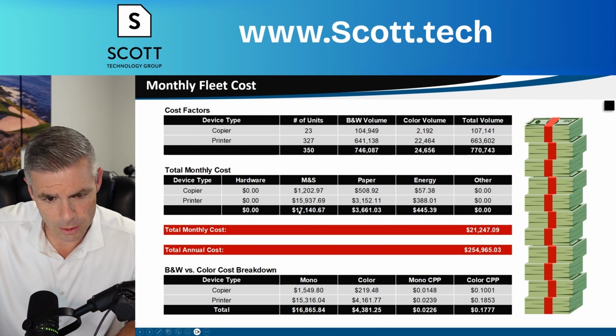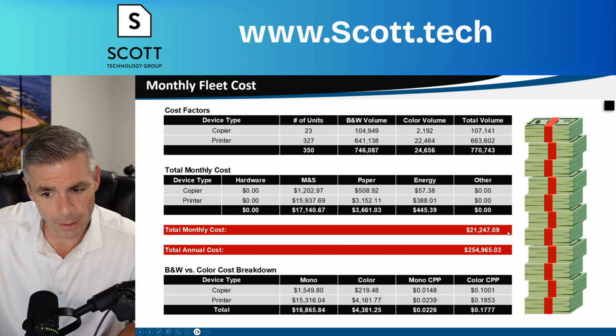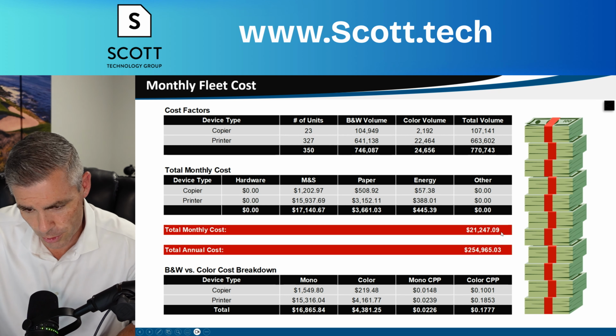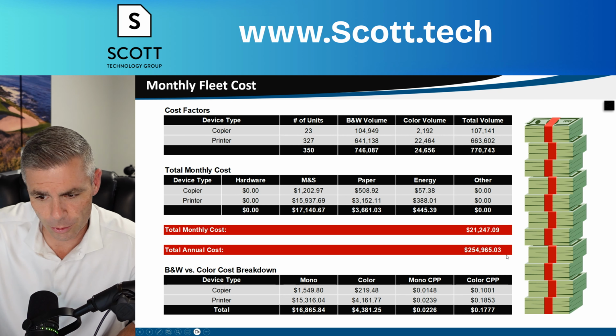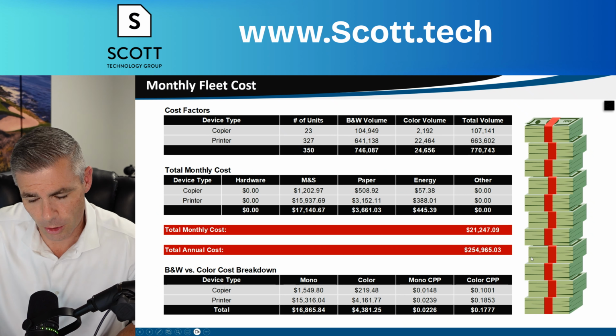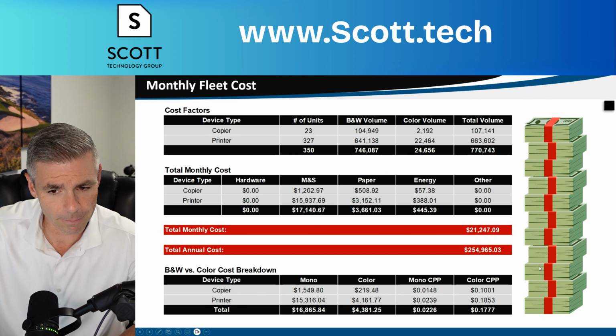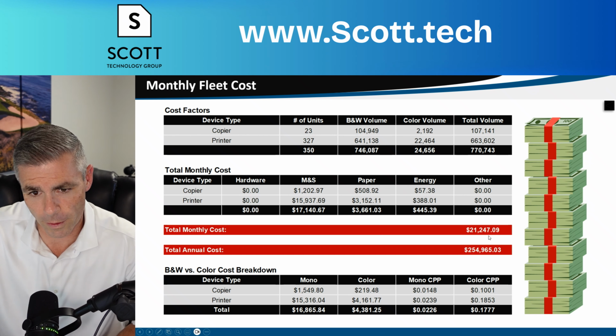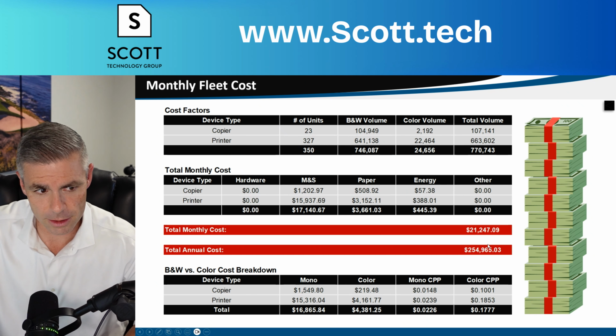$17,000 for maintenance and support, $3,600 for paper, $445 for energy. Total monthly cost is over $21,000 to run these devices. Annually, $250,000. So is there an opportunity for savings here? Well, that's our job to show you that, but having the data is the first step.